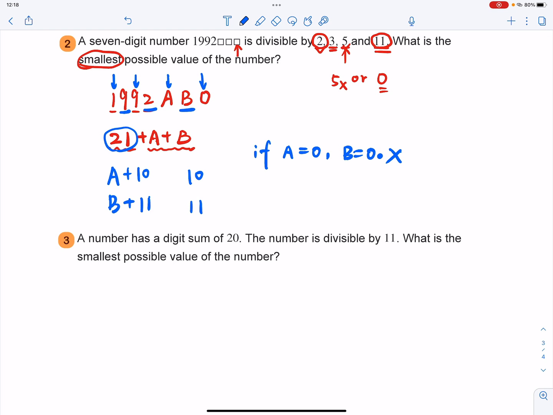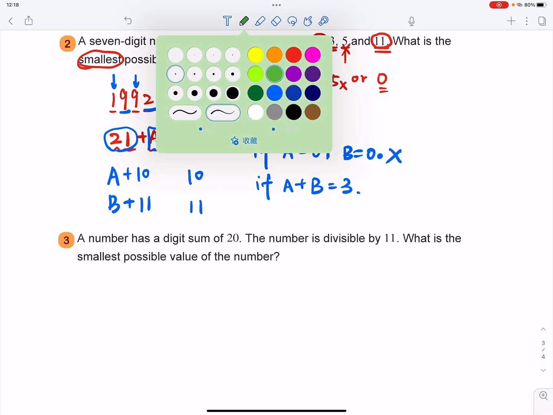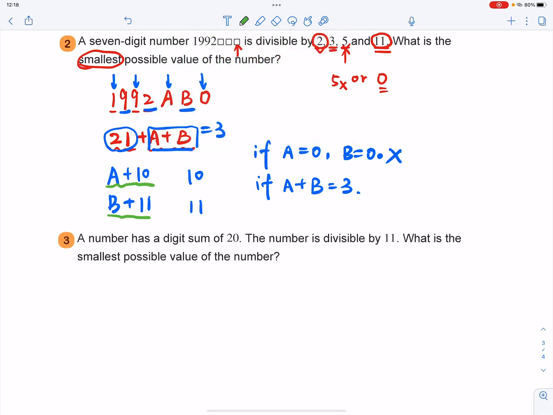So what's going to be the next pair? To get the next pair, you need to get A plus B equals 3, since A and B cannot both be 0, right? So if A plus B equals 3. And what do you want? You want the difference of these 2 expressions to be 0, because 0 is also a multiple of 11, right? So we know that B plus 11 minus A plus 10 is 0, that means A must be 1 bigger than B.